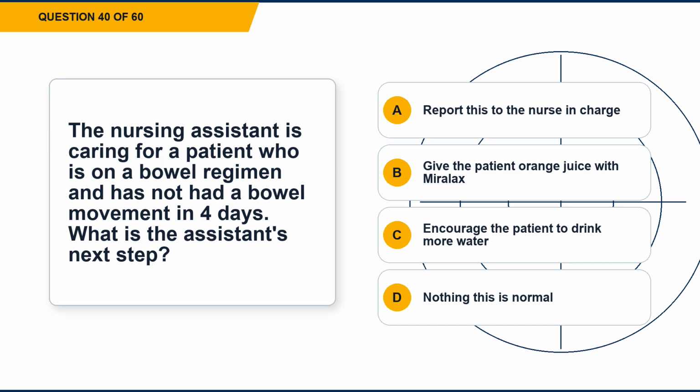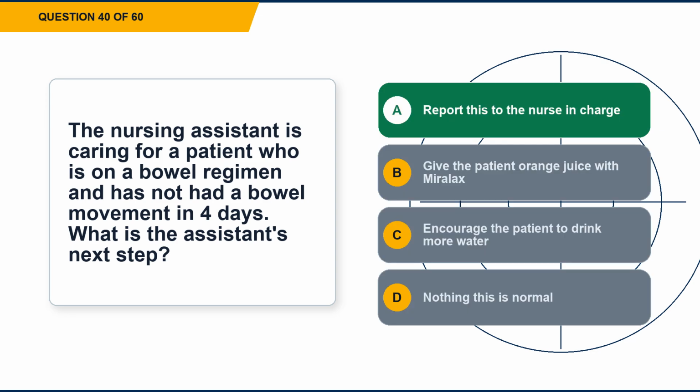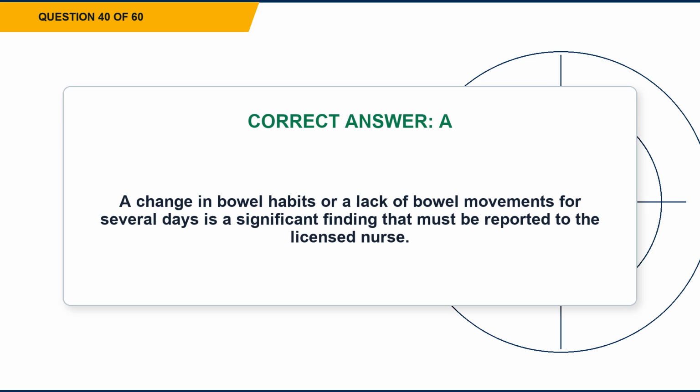Option A, report this to the nurse in charge. Option B, give the patient orange juice with Miralax. Option C, encourage the patient to drink more water. Option D, nothing, this is normal. The correct answer is option A, report this to the nurse in charge. Explanation. A change in bowel habits or a lack of bowel movements for several days is a significant finding that must be reported to the licensed nurse.